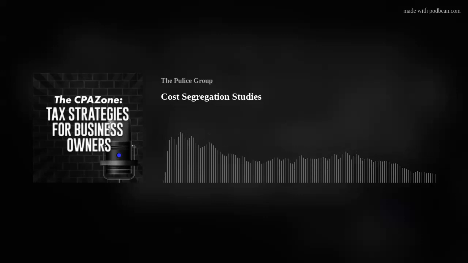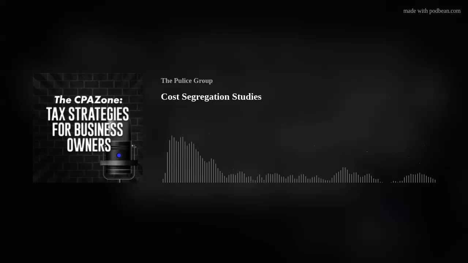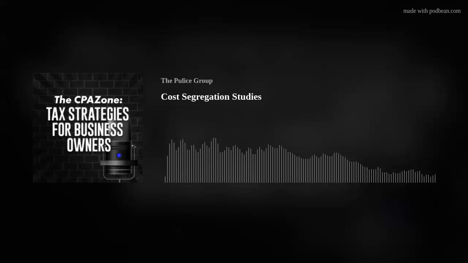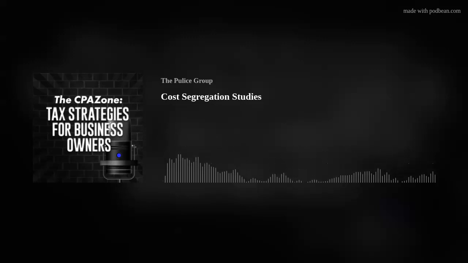So what are some of the benefits? Well, we've already mentioned faster depreciation, which leads to larger deductions in the early years. A cost seg study is typically going to carve out about 20 to 30% of that building cost and allocate it to 5, 7, and 15-year property, so personal property or land improvements.